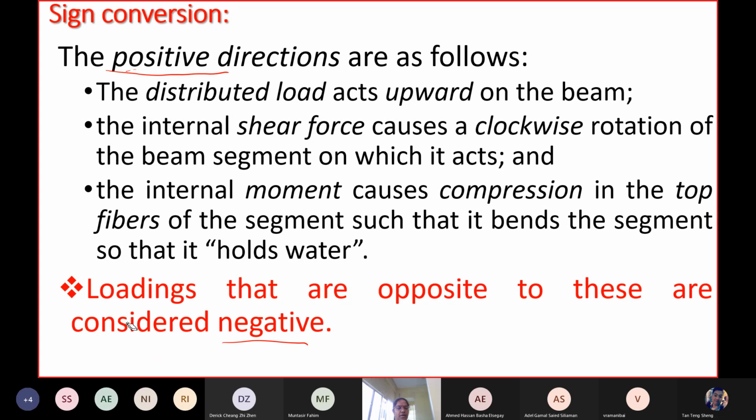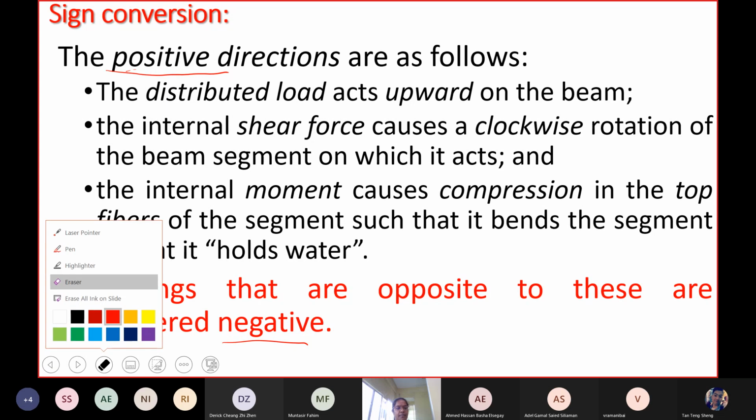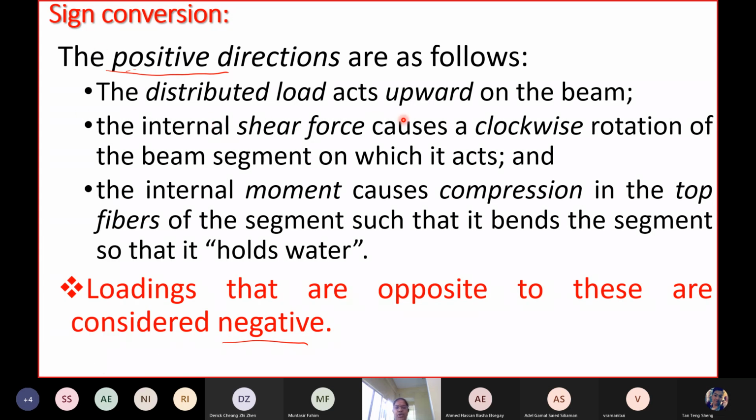Number one, the distributed load acts upward on the beam. Take it as positive. The internal shear force causes a clockwise rotation of the beam segment on which it acts. So clockwise is taken as positive, right? All upward direction forces are taken as positive.